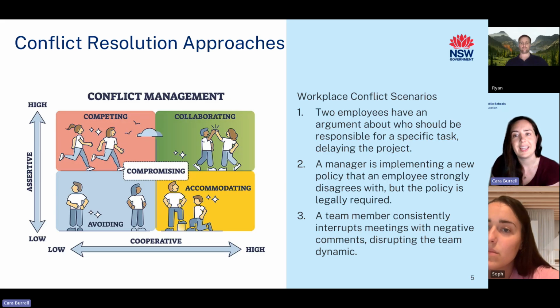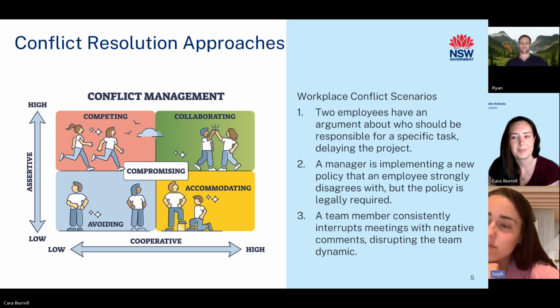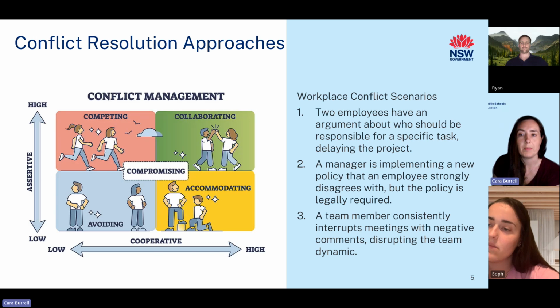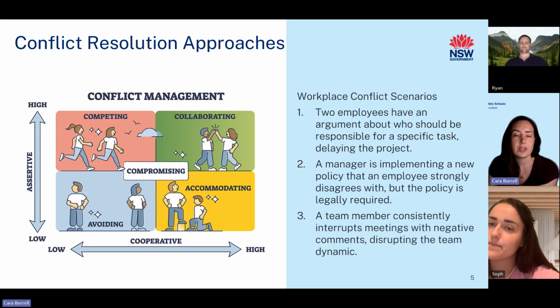So a team member consistently interrupts meetings with negative comments, disrupting the team dynamic. What should we do here? I think maybe at first probably avoiding initially, but then if they do that continuously, then like collaborating. Yep, that's a great idea. So if their interruptions are super minor and they don't really impact productivity significantly, avoiding might be the best short-term option. But if this issue persists, a collaboration approach might be better with the team member to understand their concerns and set clear expectations. That would be a better longer-term solution. Well done.